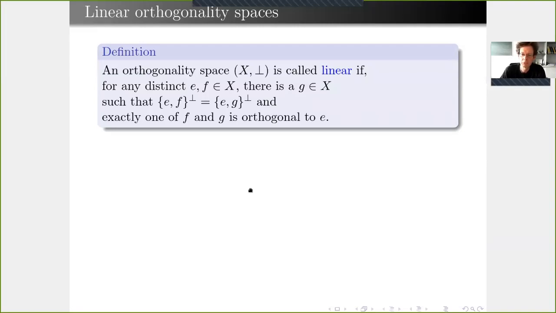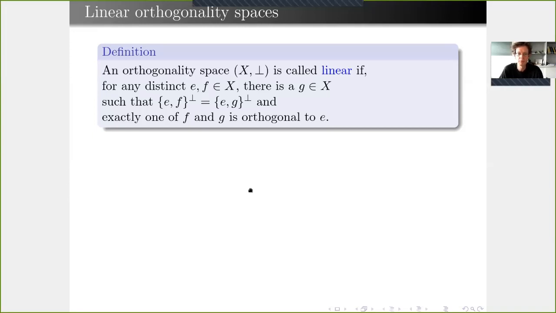Distinct elements are E and F, so there's a third element G, such that the set of elements orthogonal to E and F is the same as those that are orthogonal to E and G, which is the same as to say that the closure of E and F equals the closure of E and G. And exactly one of F and G is orthogonal to E.